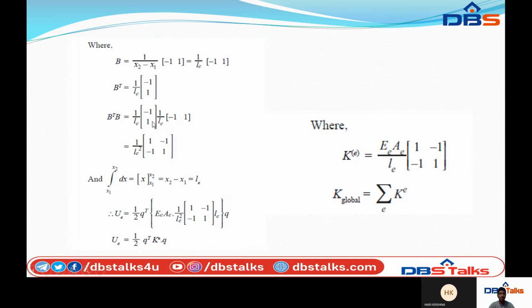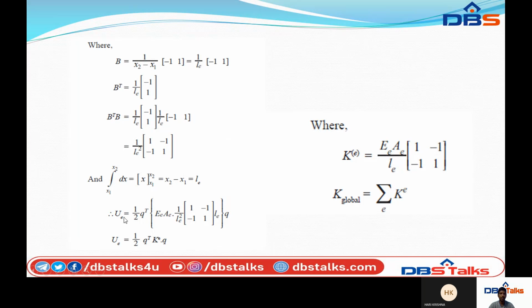Observe these points: -1 to -1 plus 1, -1 to 1, 1, -1, 1 minus 1, -1, 1 into 1, 1. After that, integrating over the limits x1 to x2 dx gives x evaluated between the upper limit and lower limit, that equals x2 minus x1, which is the length of the particular element.